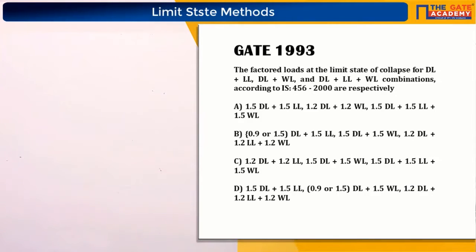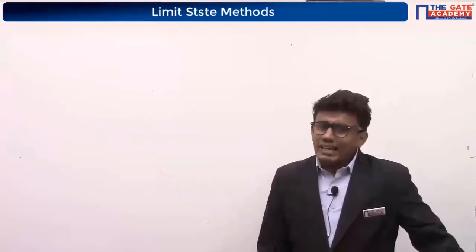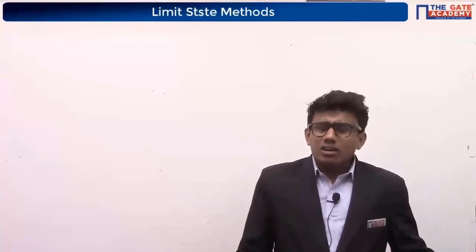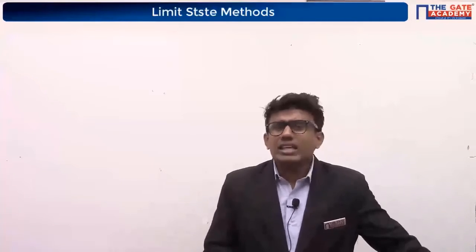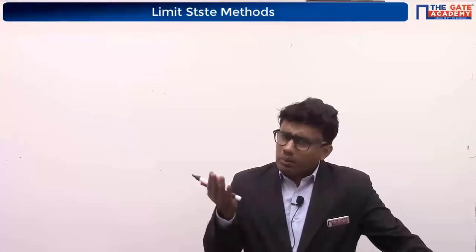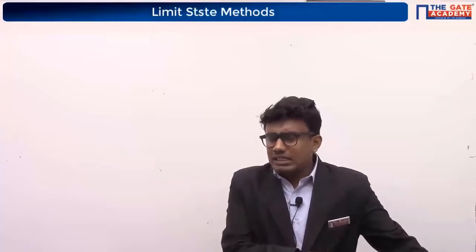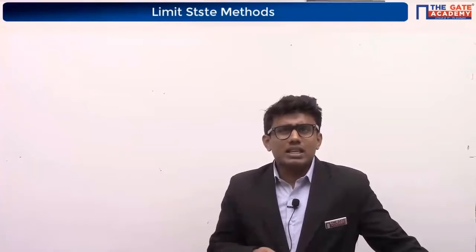Okay, so I'll read the question for you. The factored loads at limit state of collapse for dead load plus live load, dead load plus wind load, and dead load plus live load plus wind load combinations, according to IS 456-2000, are respectively. Option A, option B, option C and option D are given there. It's a direct question. Regularly or occasionally they ask questions like this. We can find many questions from this single table in the previous year papers.